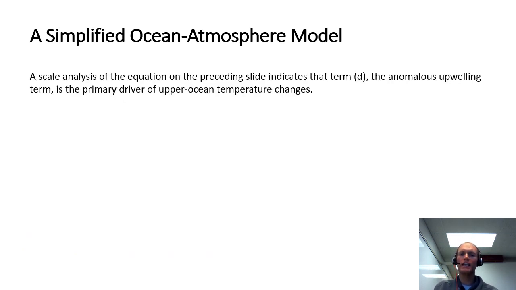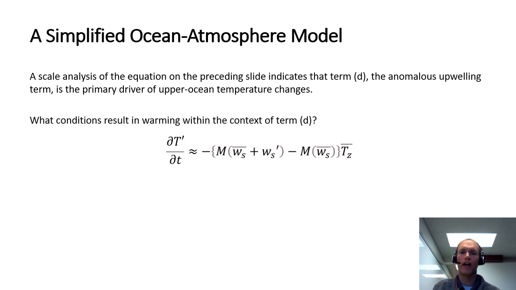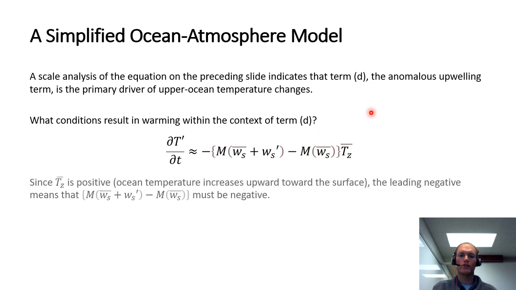So if we perform a scale analysis on that equation on the previous slide, we'd find that term D, the anomalous upwelling term, is the primary driver of upper ocean temperature changes. And so I've rewritten that equation here, only containing the left-hand side, term A, and then term D, this anomalous upwelling term. So this term again is the vertical temperature gradient operating in the climatological sense multiplied by this difference in vertical velocity between the total vertical velocity and the climatological vertical velocity. So let's take a look at each of these terms here.